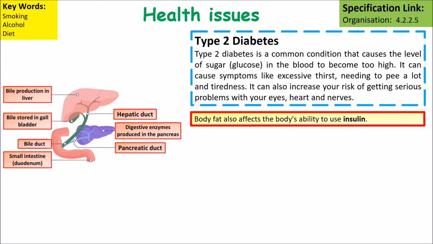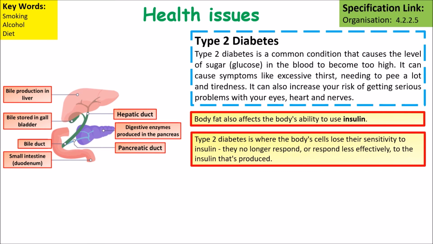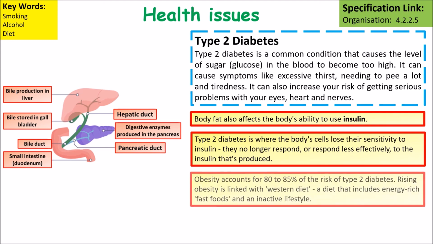So the way that type 2 diabetes develops, the body fat also affects the body's ability to use insulin. So type 2 diabetes is where the body's cells lose their sensitivity to insulin, so they no longer respond or respond less effectively to the insulin that is produced. So obesity accounts for about 80 to 85% of the risk of type 2 diabetes. So rising obesity is linked with a Western diet, so a diet that includes energy-rich fast foods and an inactive lifestyle.